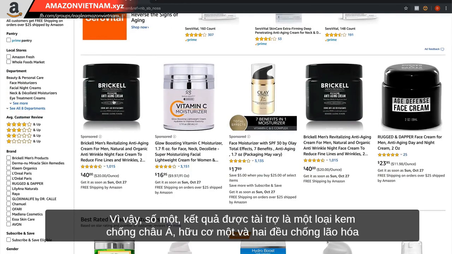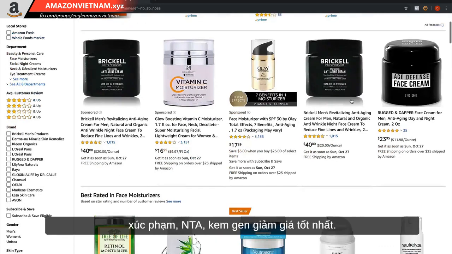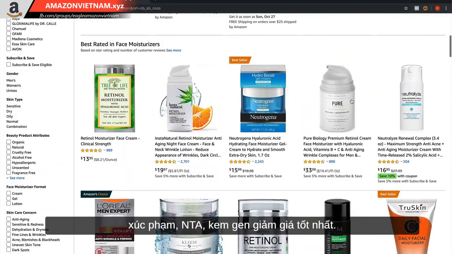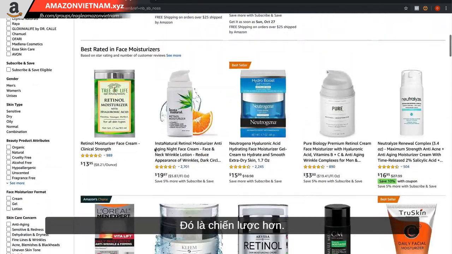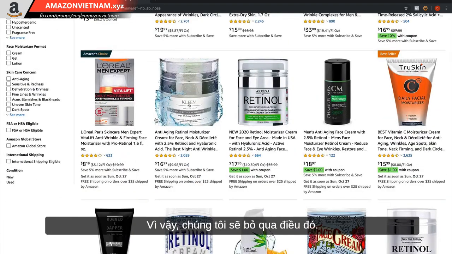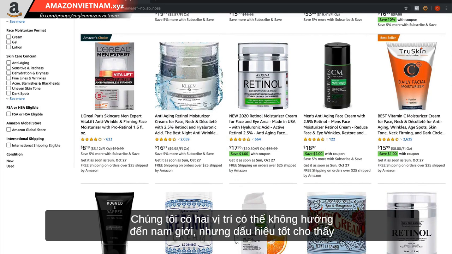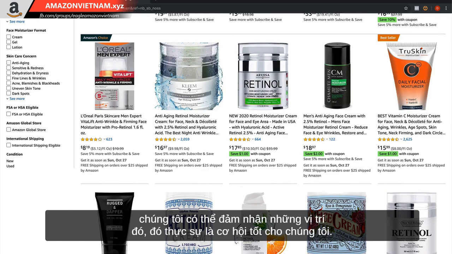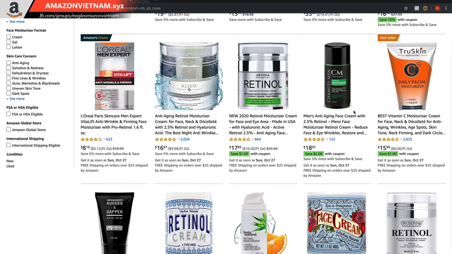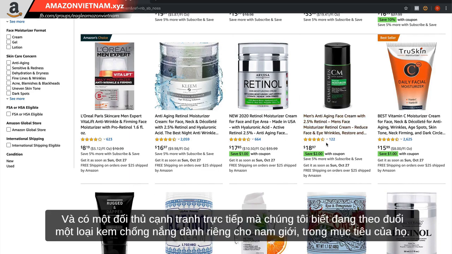So if I go ahead and look at Amazon for this search result, I'm seeing very relevant results. So number one sponsored result is an anti-aging cream. Organic one and two, both anti-age, age defense, anti-aging creams. Coming down, best rated in face moisturizer. So this is more of an editorial section, so we're going to skip that. We've then got the L'Oreal Expert, which we've already talked about. We've got two that maybe aren't geared towards men, but good indication that we can take those positions, which is a really good opportunity for us. And there's that direct competitor that we know is going after the specific intent of men's anti-aging face cream in their targeting.